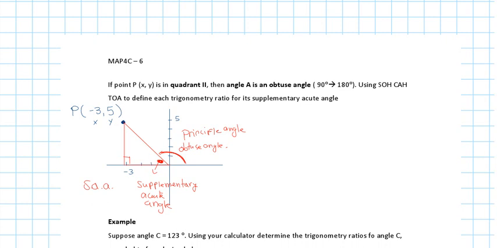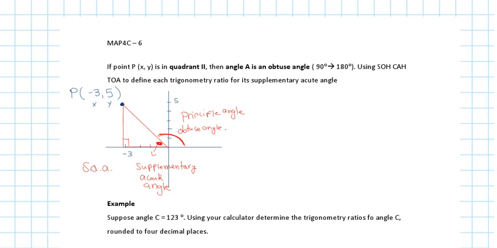Now, looking at this angle, we're going to call it angle A. Okay? Looking at this, what do we call this side? Opposite, which is Y. Okay? This side here, adjacent, which is X. And this side here, hypotenuse, which is R. Okay? Let's find R. R squared equals X squared plus Y squared.